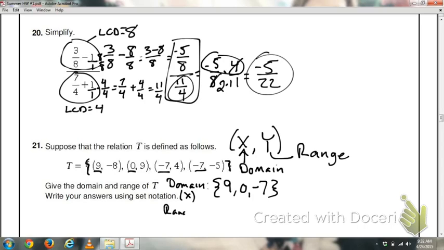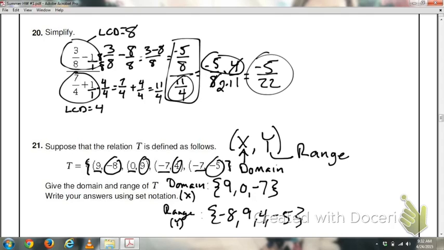The range, remember, that's just the y values. So the range of this guy are only the y values. That would be the -8, a 9, a 4, and a -5. That would be my range.